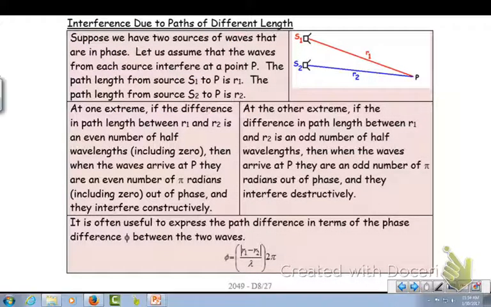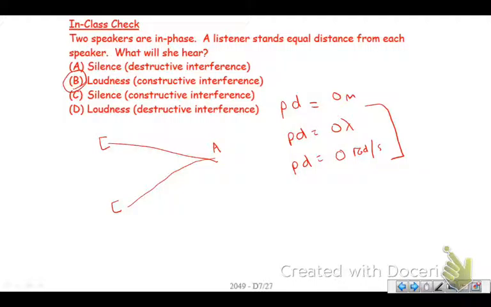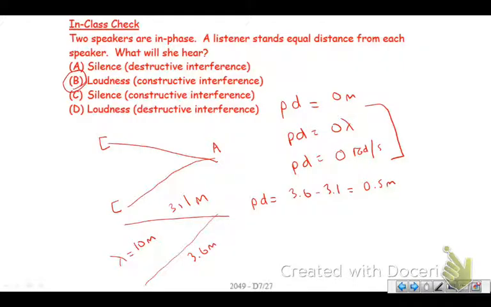Okay. Let's make this a bit more interesting. Let's say, just for the sake of it, that this was 3.1 meters, and let's say this was 3.6 meters, and let's say that my wavelength equals 10 meters. So my path difference is equal to 3.6 minus 3.1, which equals 0.5 meters. Agreed? So that means that my path difference is equal to 0.5 over 10 meters.